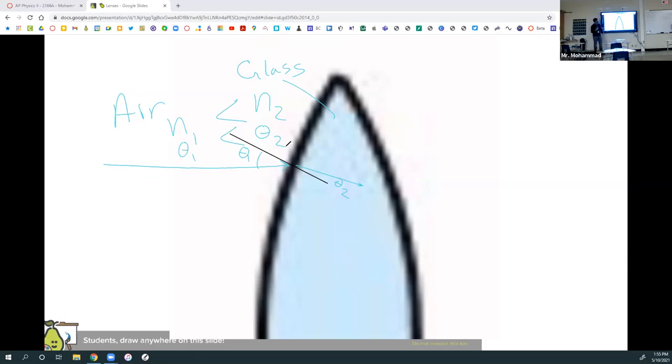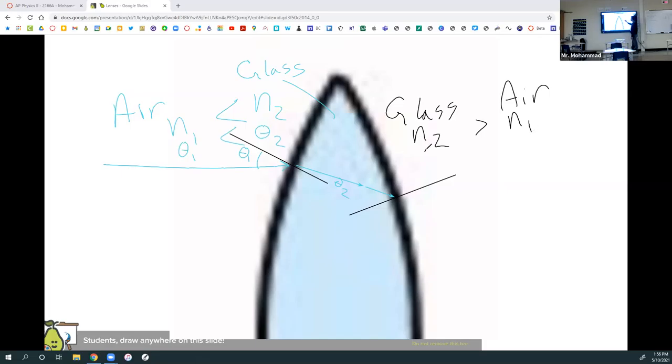We'll look at it in a bigger picture to understand what images look like, but it's actually going to get bent again. So when the light eventually hits that surface on the other side, if I draw another perpendicular to the surface here, well, that's not the best perpendicular, but let's pretend it's perpendicular. It's moving from glass again. Moving from glass to air. Again, we're going from N2 to N1 here. So it's actually going back.